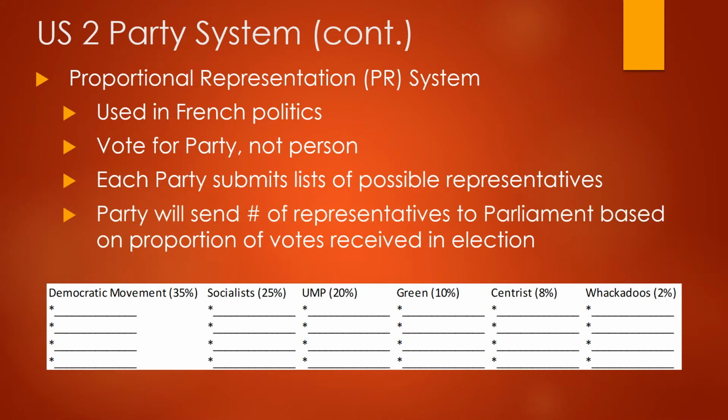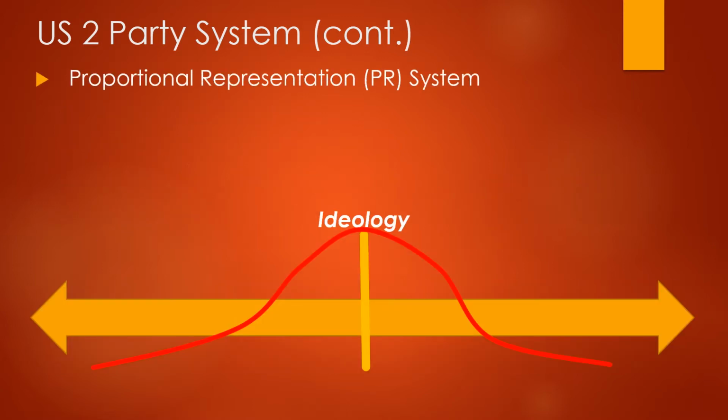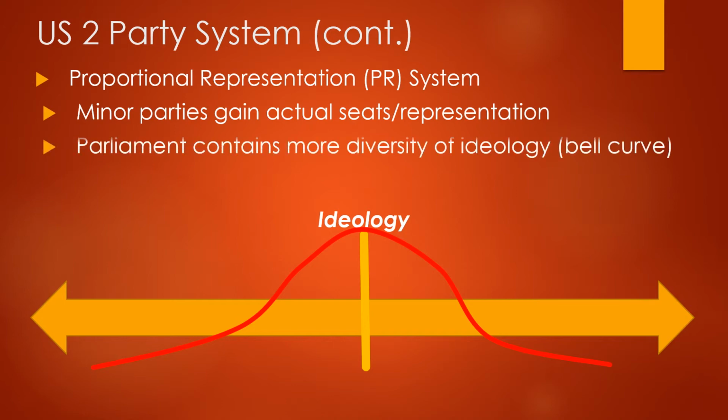So again, the party will send the number of representatives to Parliament based on the proportion of votes received in the general election. All right. All it is, they just start going down their list of the people they've got selected they would send to Parliament until they get their allotted seats taken care of. Now, if you think about it in terms of ideology, minor parties can and do gain actual seats for representation in French Parliament.